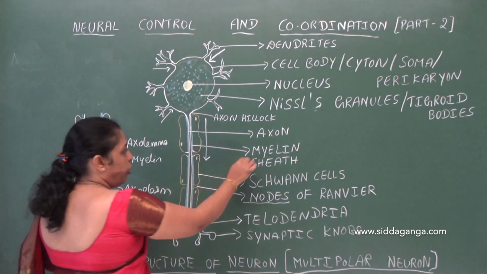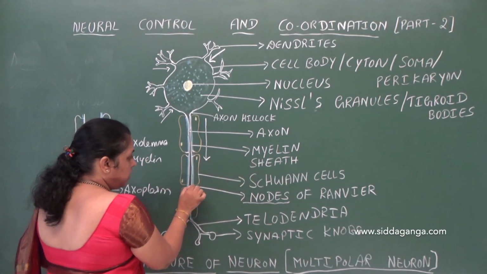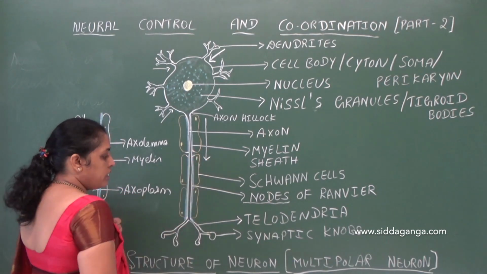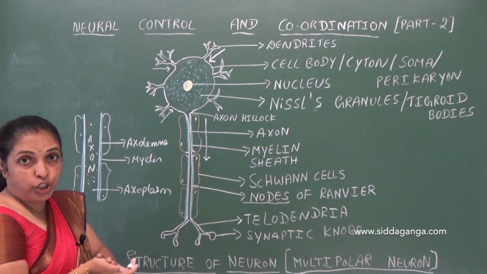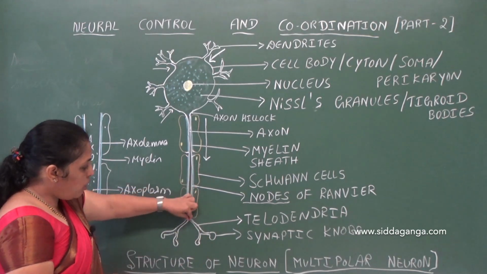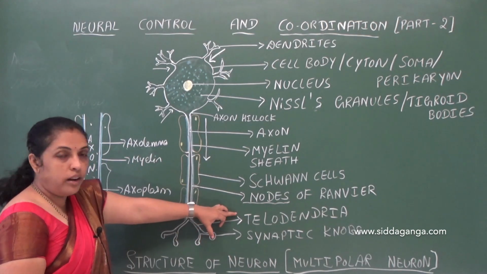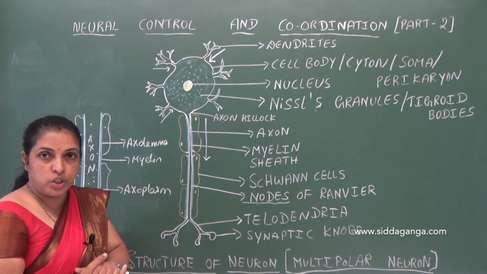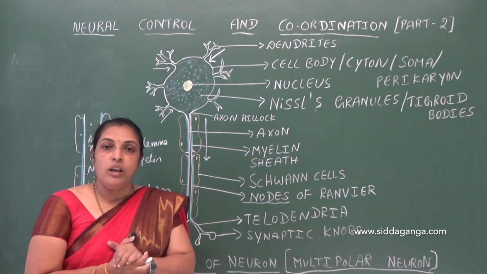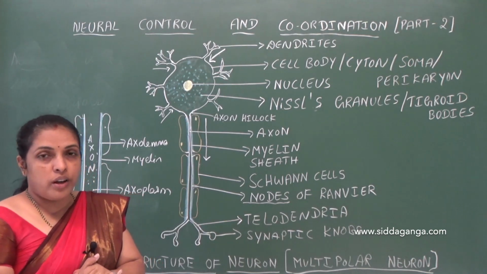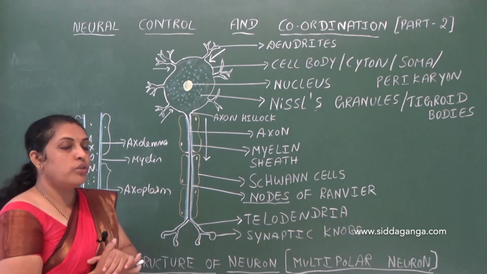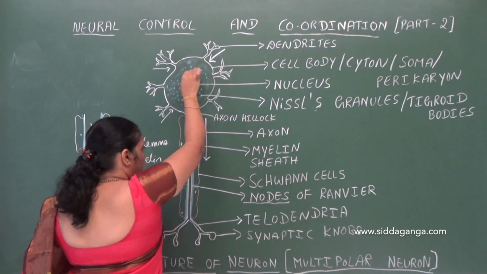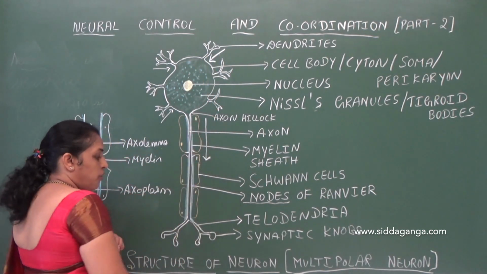It is surrounded by a sheath called the myelin sheath. It is interrupted at a region, and that region is called the nodes of Ranvier. We also see cells called Schwann cells, which mainly help in the formation of the myelin sheath. This axon branches at its terminal end, giving rise to telodendria. The telodendria end with knob-like structures called synaptic knobs, which contain mitochondria and neurotransmitters like acetylcholine. This is about the structure of a neuron. Remember, dendrites carry information towards the cell body, whereas the axon carries information away from the cell body.